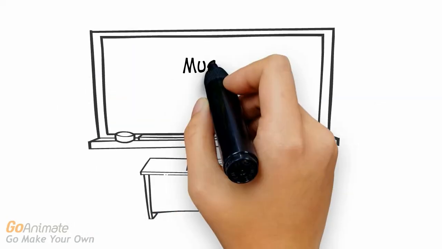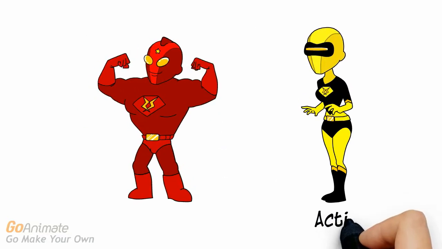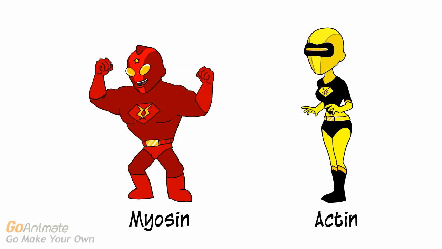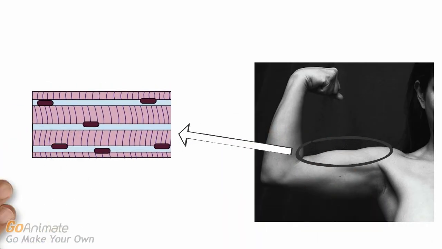Let's learn about muscle contraction physiology. Two important proteins in muscle are actin and myosin. The goal is to get them together. Let's take a closer look at muscle tissue.